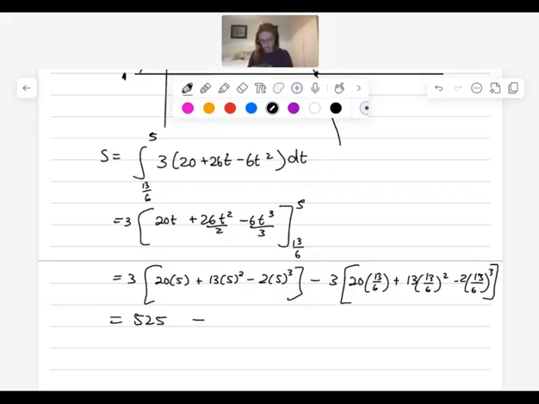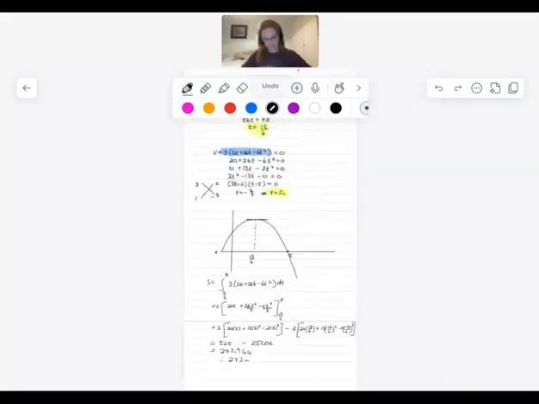13 over 6 plus 13 times 13 over 6 squared to the power of 3, and everything is multiplied by 3. This gives me an answer of 272.9. Total distance of 273 meters.